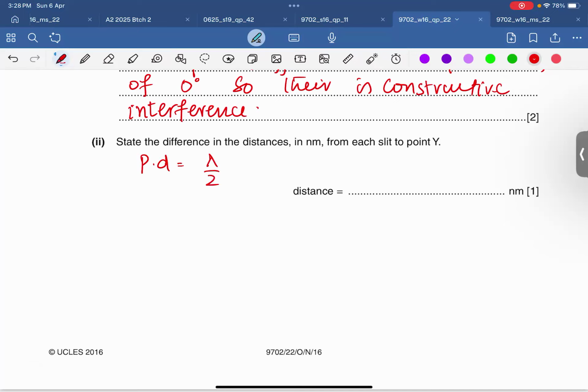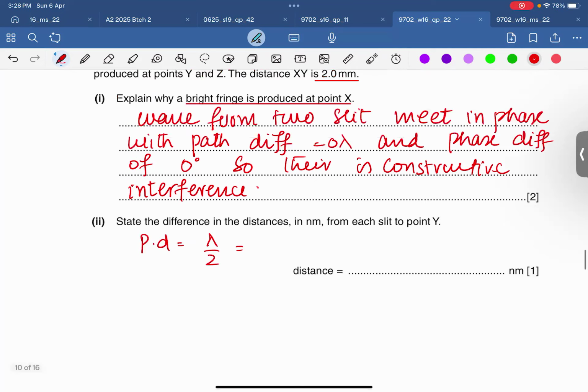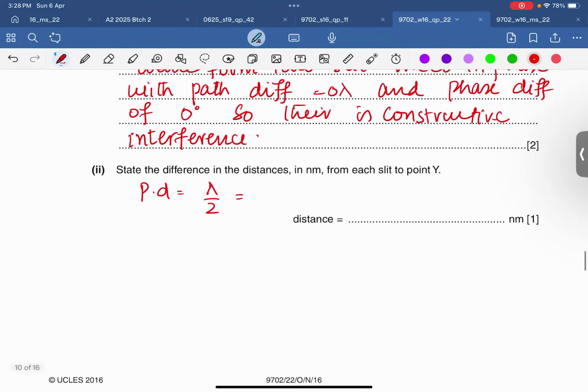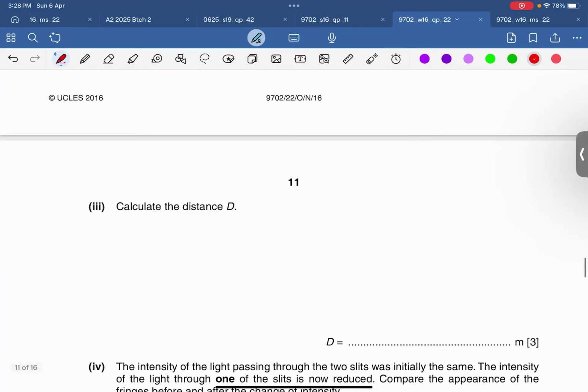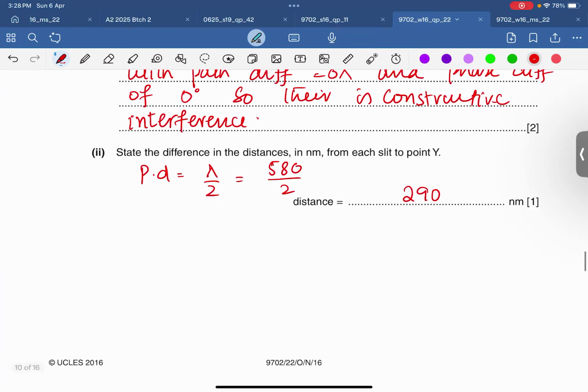Now you have to be specific. You can quote the values, right? And the lambda has a value of 580 over 2. कितना आता है भाई? How much? 290. 290 nanometers. So fine.